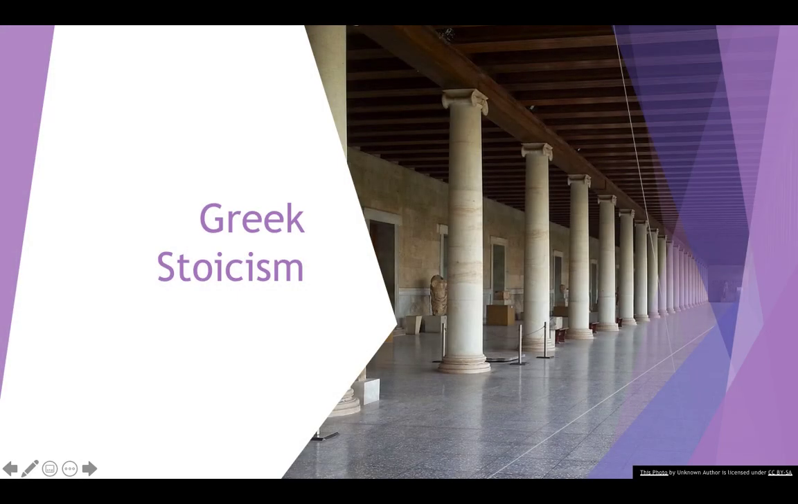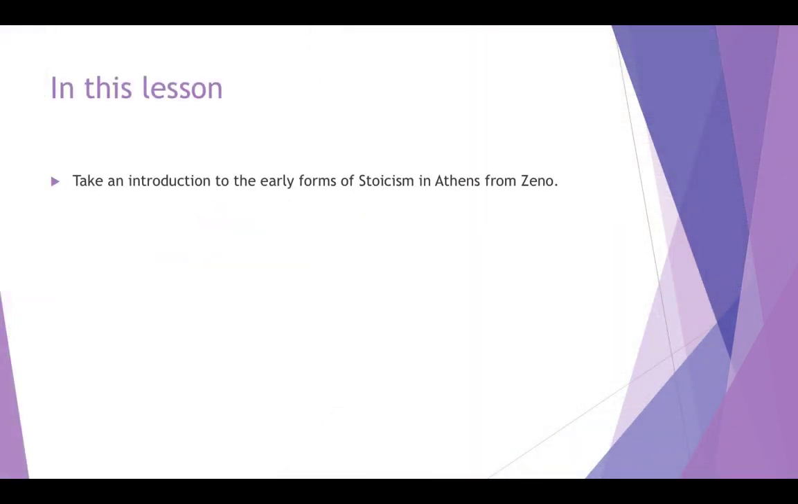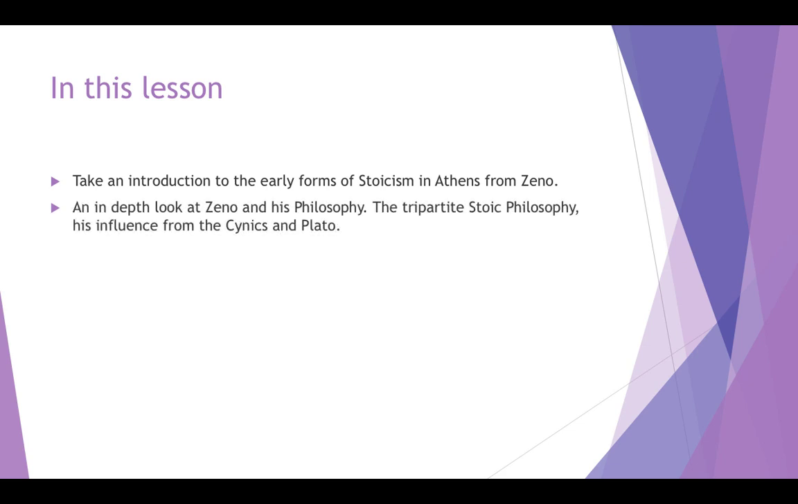Now we've looked at the philosophical foundations to Stoicism. What we're going to do in this lesson is have a look at Greek Stoicism specifically. We're going to take an introductory look at the early forms of Stoicism in Athens from Zeno. We're then going to take a look at Zeno himself, his philosophy, the idea of the tripartite Stoic philosophy, and his influence from the Cynics and Plato.